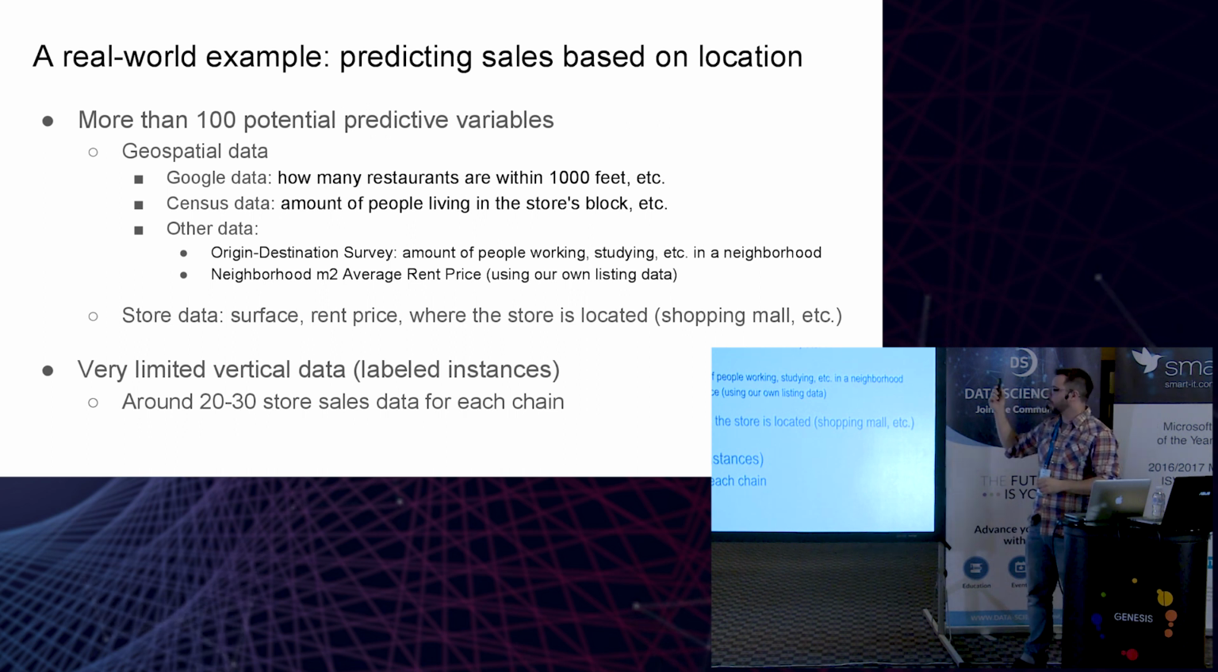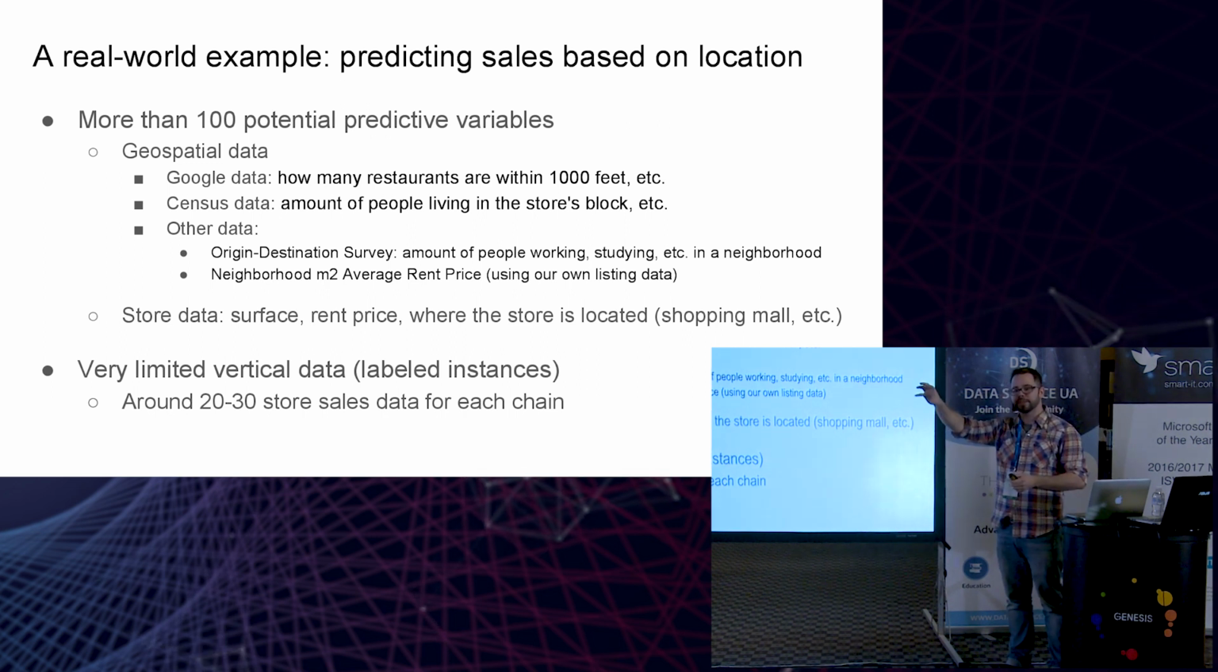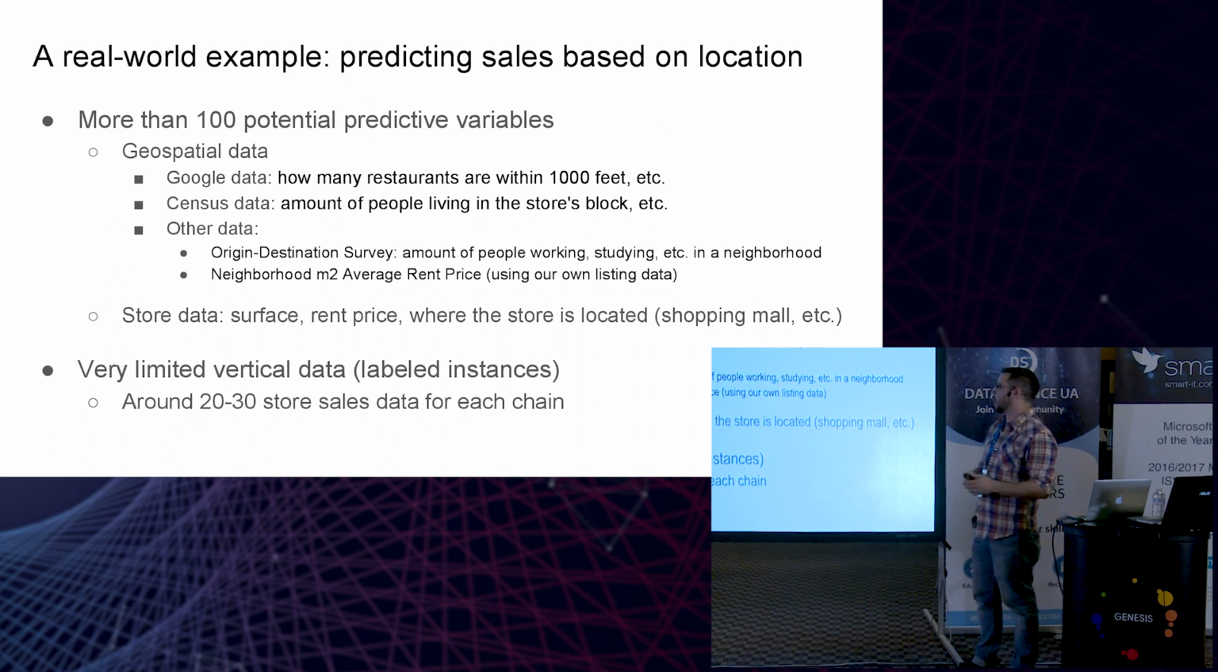So we knew where people were working, because again, origin-destination, this survey would ask you, I'm going to this place because that's where I study, or that's where I work. So we could estimate how many people study in this area, how many people work in this area, and so on. And also we had some own data, like the overall price of how much the rent is in each neighborhood and so on.